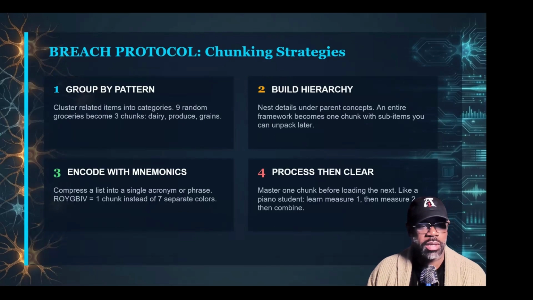Now, let's talk about the breach protocol. How can we hack this limiting 4 chunks that we got? Well, there's a few ways we can do it. Number one is going to be to group by patterns, right? So if we can group the information by patterns, cluster related items into categories, this helps us retain information. Think about it. You got 9 random grocery items, but they can become 3 chunks if you break them down into related groups or categories like dairy, produce, and grains. Right. So now your brain can think about it in categories as opposed to individual items, which again frees up some of the bandwidth that you have.